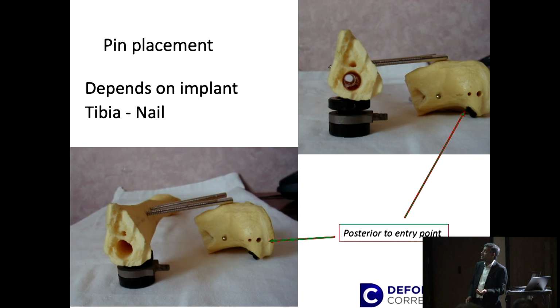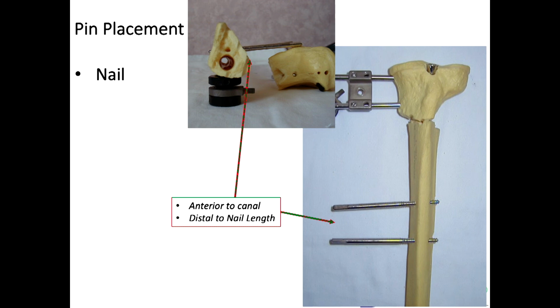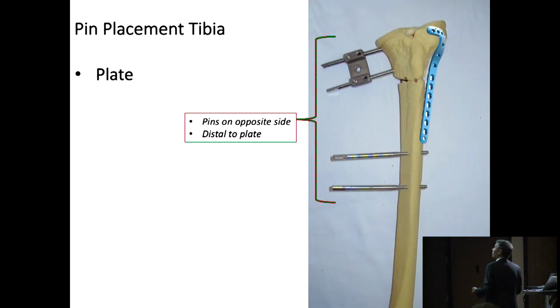Where you put in the pins, and these are the pictures from Michael Laverick, when I was his fellow a long time ago. These are the pictures in his office. He put these pins to show everybody how to do it. If you're putting in a nail, you put your pins posteriorly, and you can put the nail from here. And again, you put the pin anteriorly, you can put a wire anteriorly. Otherwise, you can put it distal enough for the length of the nail. If you're putting a plate, you put it on the opposite side, right? So it's quite easy that way. And there's the picture of the plate, you can put it on the opposite side.